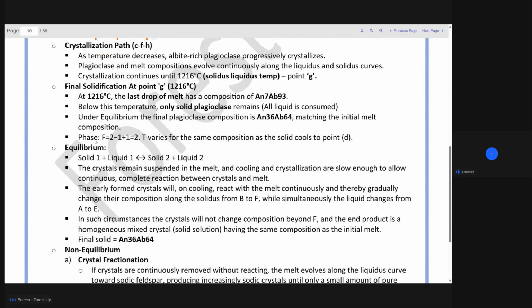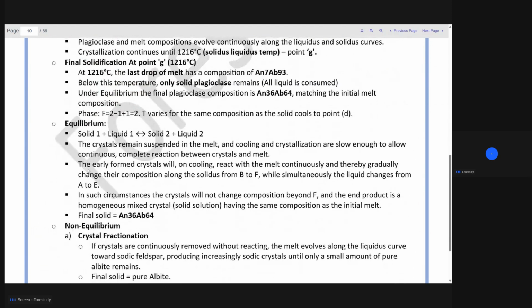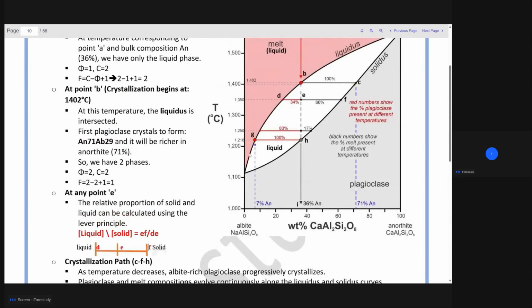So phase is F equals 2 minus 1 plus 1, that is 2, varies for the same composition as the solid cools to point D. Oh, sorry, this is not the one. Where were we? Yes, 2. T varies with the same composition as solid cools to point D. Okay.